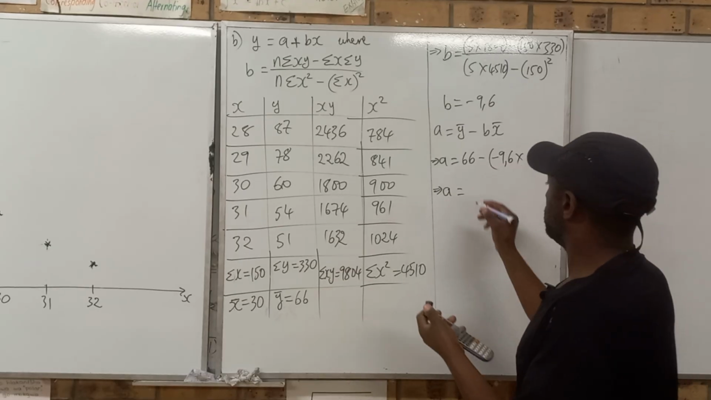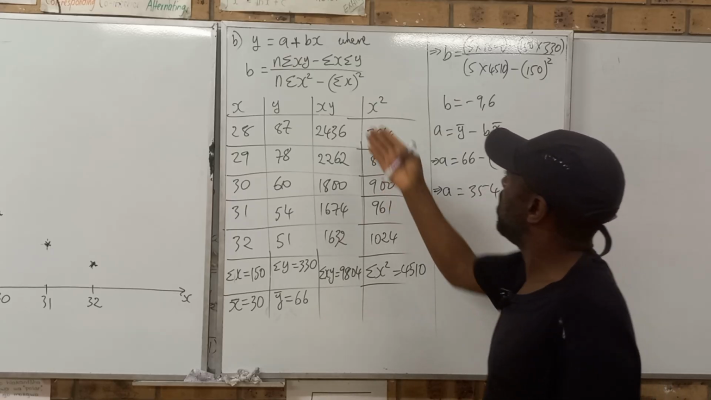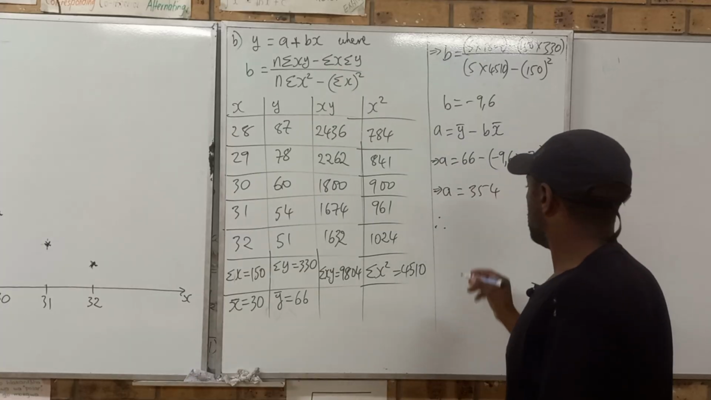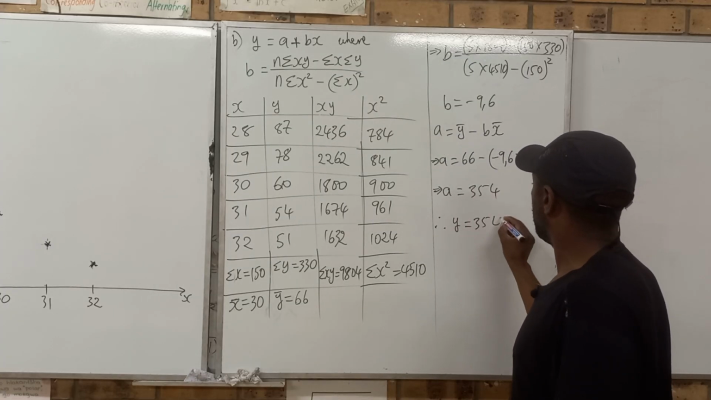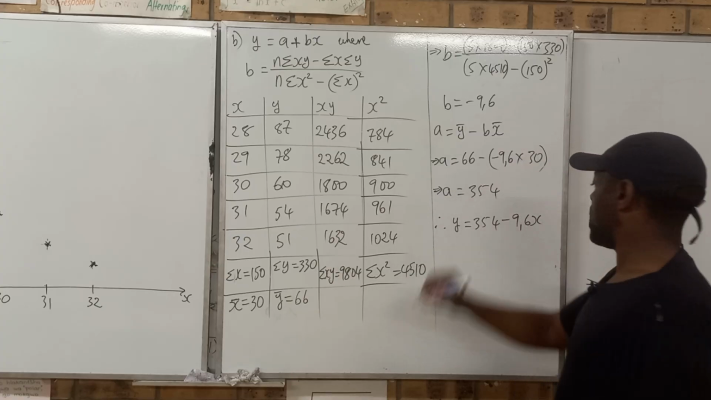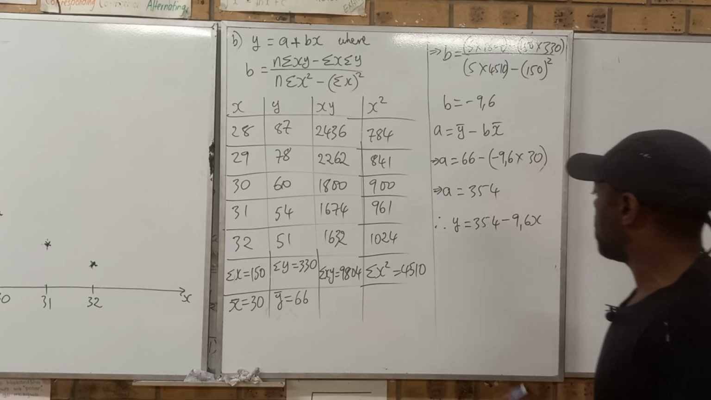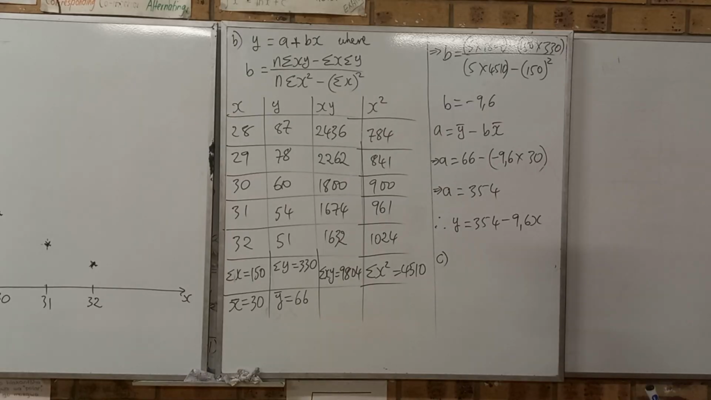354. That's what I see, 354. So therefore, if I look at my formula 21 as a level 4 student, my regression equation is 354, then my b is negative 9.6x. So guys, that is how the level 4 student calculates the regression equation.